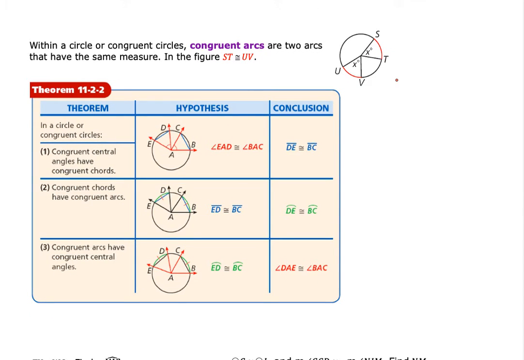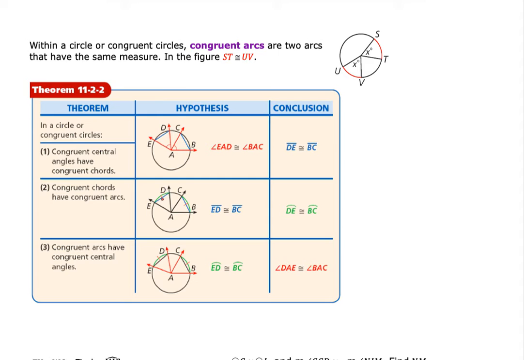Within a circle or congruent circles, congruent arcs are two arcs that have the same measure. Okay, makes sense. So here's a few theorems. In a circle or congruent circles, congruent central angles have congruent chords. Okay? If you have two of the same central angles, same measure, your chords are going to be the same length.